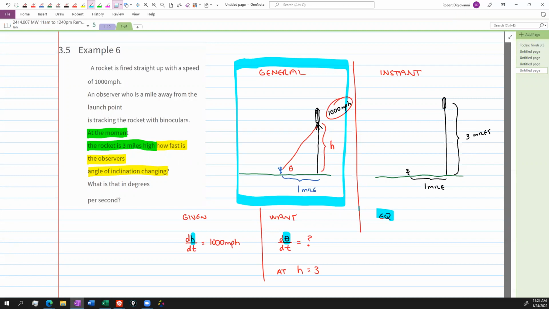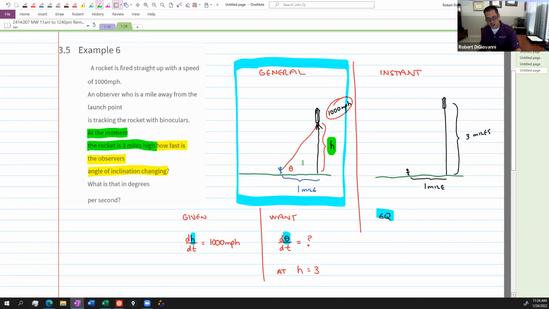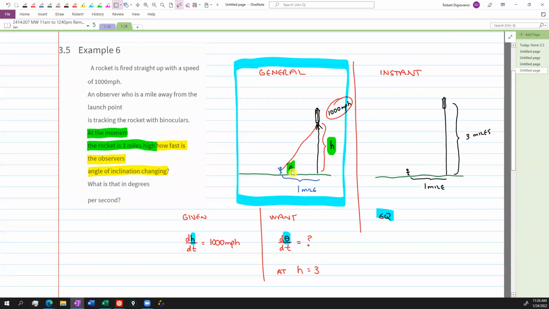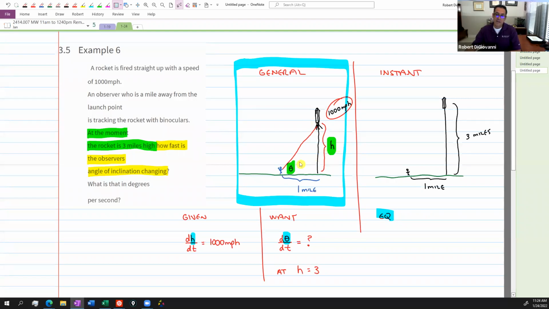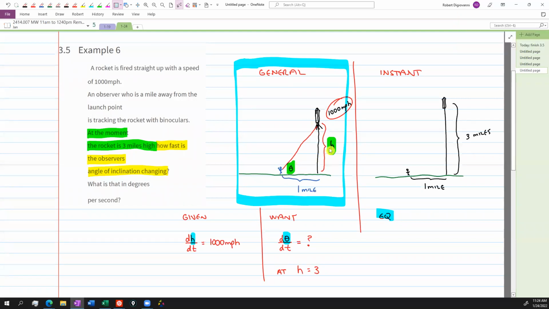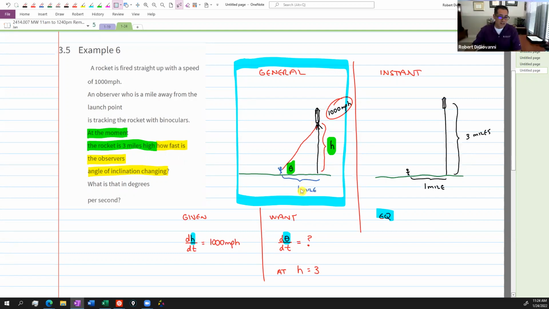Isn't it something to do with tangent? Tangent, right? Here's theta, here's H. H is the opposite side of this angle, and we have the adjacent, right? We know what the adjacent is. The adjacent is 1, it never changes. So it'd be very useful for me to be using opposite and adjacent, wouldn't it? Yes? Okay, so let's do that.